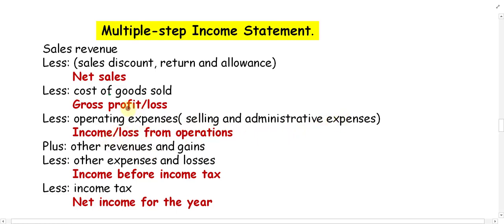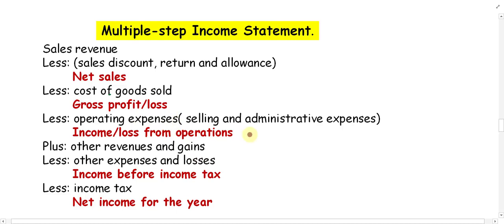See, from net sales minus CGS, you get gross profit or gross loss. From this one minus operating expenses, you get income or loss from operation. Also, you can call it operating profit or operating loss. Then after this, add other revenue and gains. Other revenue simply means non-operating revenue. And less other expenses or losses, which simply means non-operating expenses or indirect expenses. We can say it somehow like that.